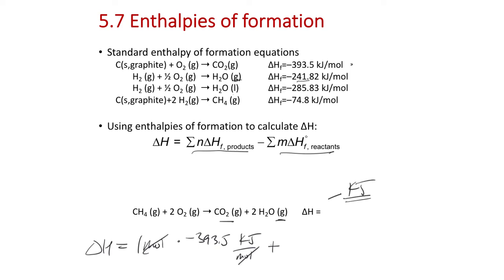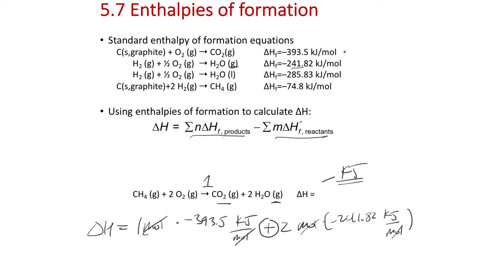So that's how we're making sure to show that we're taking 1 mole of CO2 to cancel out the kJ per mole unit in the standard enthalpy of formation. And so then we're summing up the products. So we add 2 moles times the delta HF of water gas, so minus 241.82. And then we're subtracting, so doing the delta, so summing up the products minus the sum of the reactants.